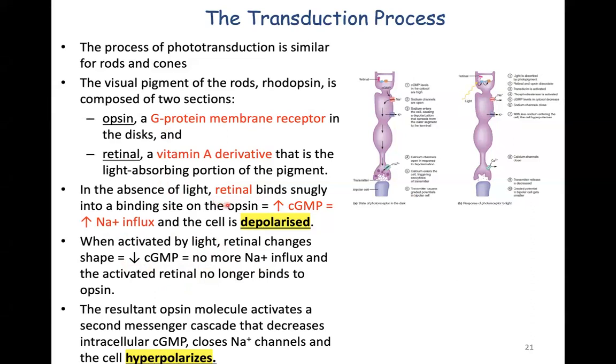But now when there is no light, rhodopsin is not bleached. This allows retinal to bind snugly into the binding site of opsin, the G protein receptor, which allows a greater amount of cyclic GMP, greater sodium influx into the cell, and the cell becomes depolarized. So when light is dim, the rods become depolarized, allowing them to transmit a signal. When the light is greater, the rods become hyperpolarized, so no signal. As simple as that.